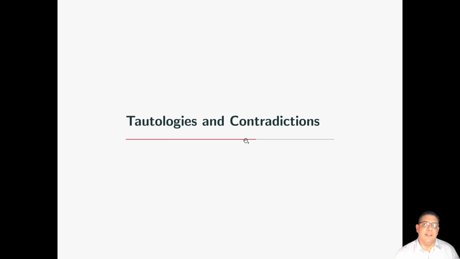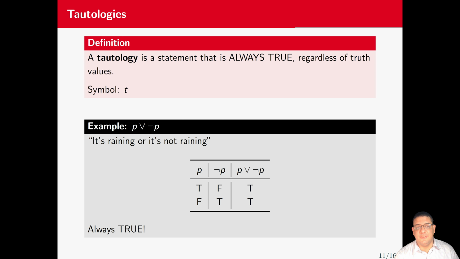Now that we've defined what an equivalent statement is, we can introduce the knowledge of tautologies and contradictions. A tautology is a statement that is always going to be true, regardless of the truth values in place. For example, if I give a statement of the sort, it is raining or it's not raining, well, this is covering 100% of the possibilities. It is raining or it's not. That just covered everything, so that's going to be a tautology because that's always going to be true, regardless.